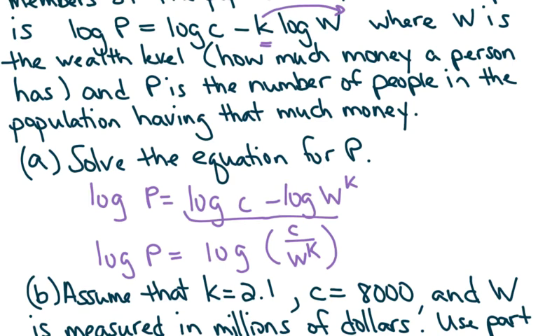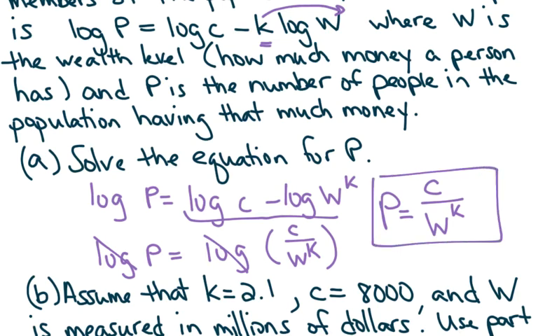And then we have another principle that says if you have two logs equal to each other and they have the same base, they cancel. So Pareto's principle says that the number of people in a population having a certain amount of money is equal to some constant C over the wealth level raised to the K. And C and K are constants.